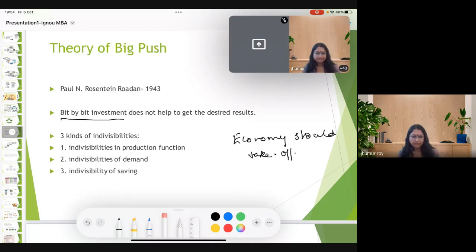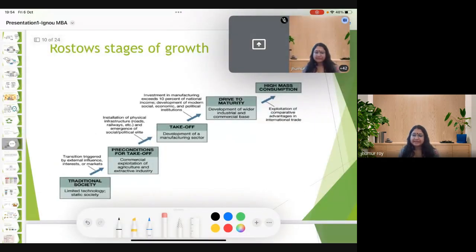Now, after this, the next theory you have is called Rostow's stages of growth. These are all very important theories, and it is important to understand them, because there are many more theories which are mentioned. I'm not dealing with all those theories. I'm just trying to deal with some of the key theories which we have.